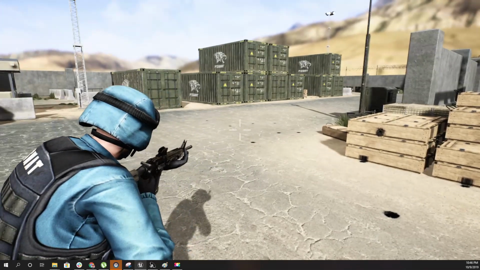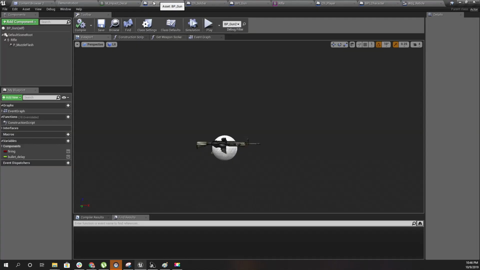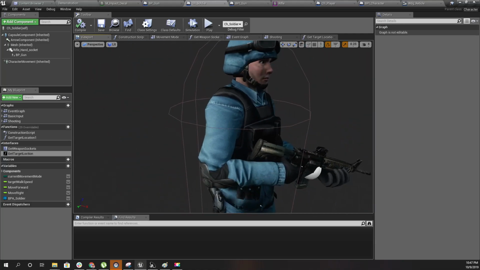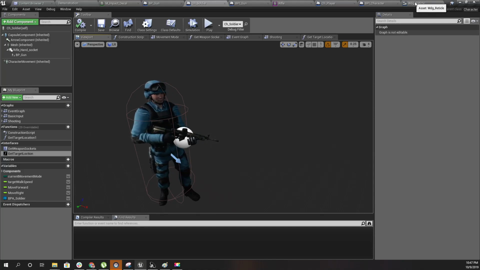So here what's happening is, this gun, I have a separate blueprint for the gun and I have attached it to the soldier blueprint here, and these are connected through interfaces to keep a proper architecture throughout the project.